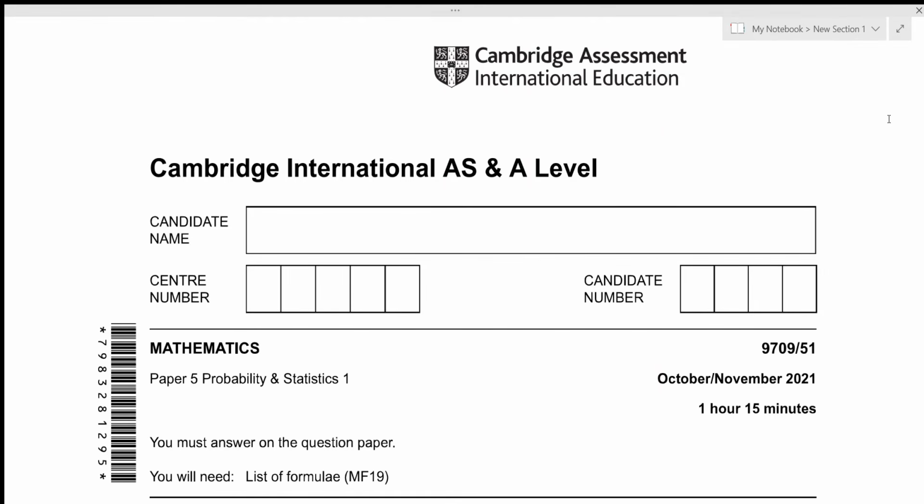Hello everyone, today we'll be going over mathematics, paper 5-1, October-November 2021. This is probability and statistics first, and we have a time limit of 1 hour and 15 minutes. So let's get started.